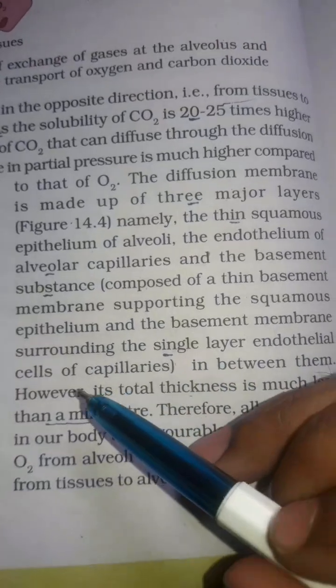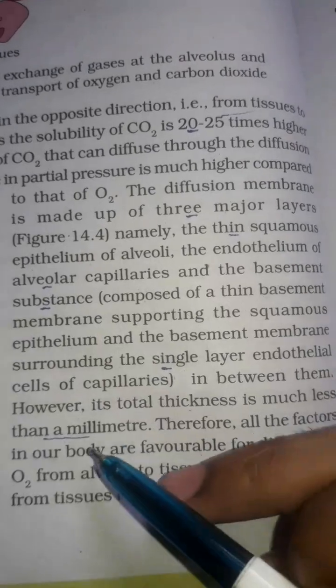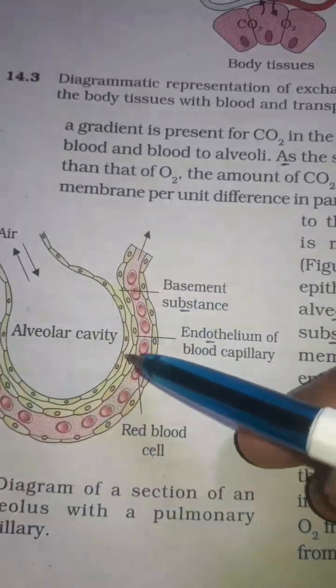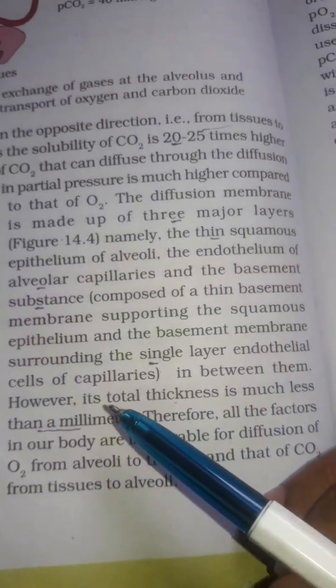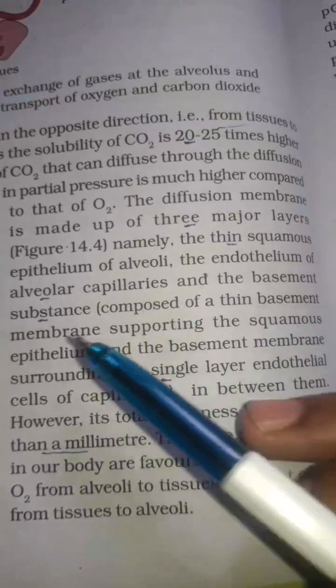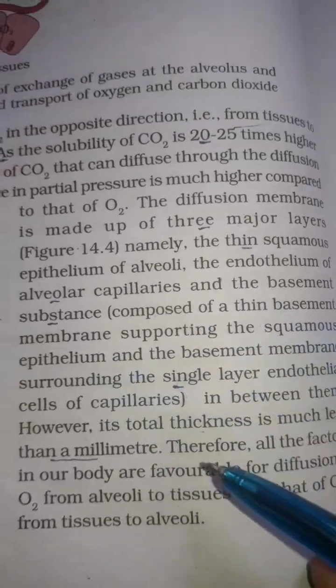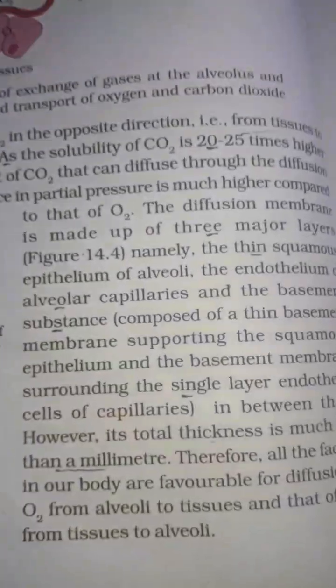In between them, however, its total thickness is much less than a millimeter. This total thickness is much less than a millimeter. And so this is how the basement substance is made up of all these three layers, including itself a thin basement membrane.